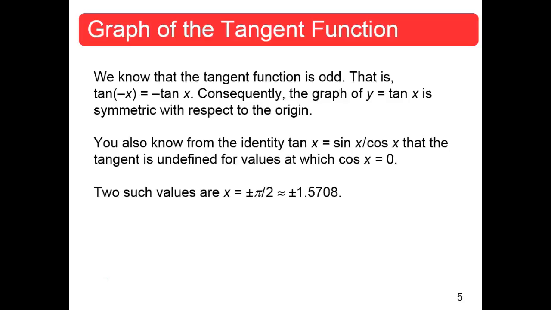You know from the ratio or quotient identity that tan x is equal to sine x over cosine x. Now, I don't know if you've done this before. Sine is an odd function. Cosine is an even function. Odd divided by even is just like negative divided by positive, which is negative. So that is also odd, so tangent is odd from that. But you also know that tangent is undefined everywhere that cosine is 0.